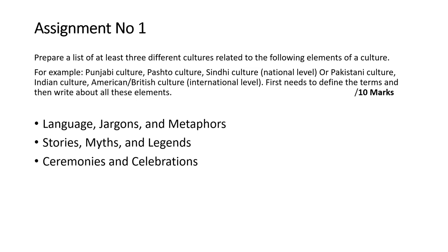Assignment number one, in which you have to prepare a list of at least three different cultures related to the following elements of a culture. Here are the following elements: language, jargons, metaphors, stories, myths, legends, ceremonies and celebrations. There must be at least three different cultures, and you can select at national level or international level.